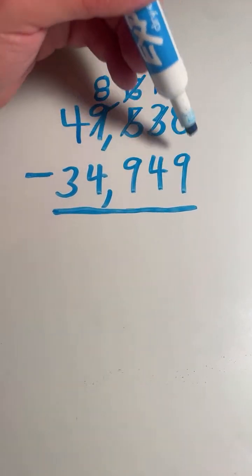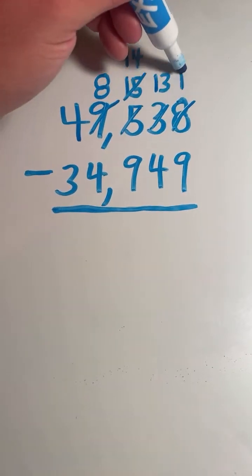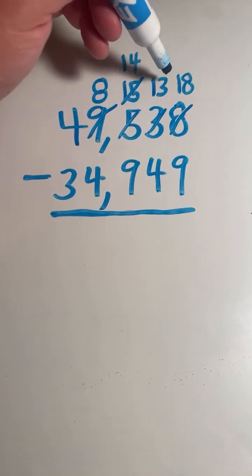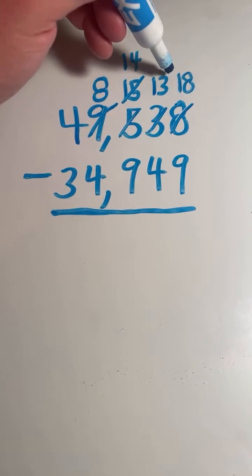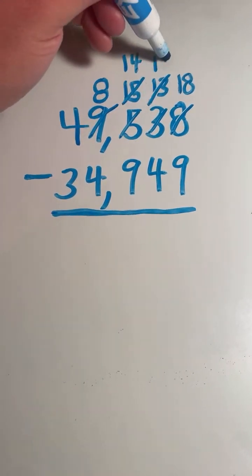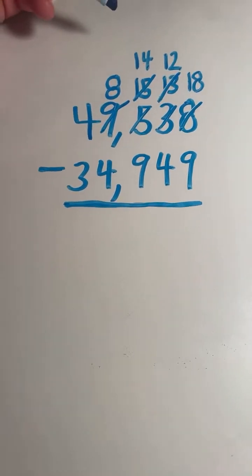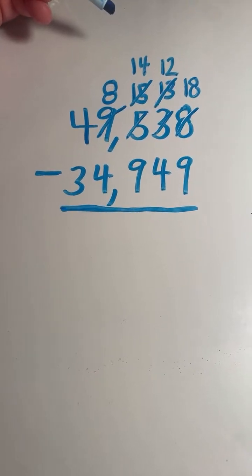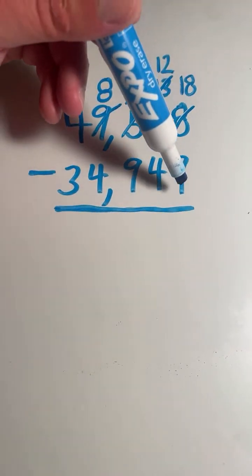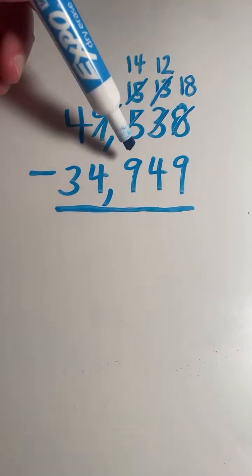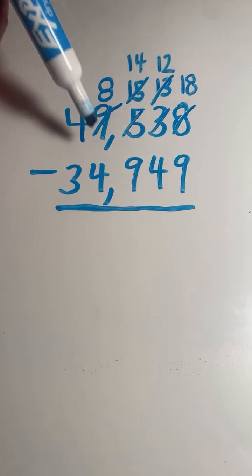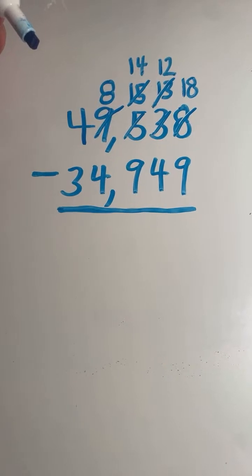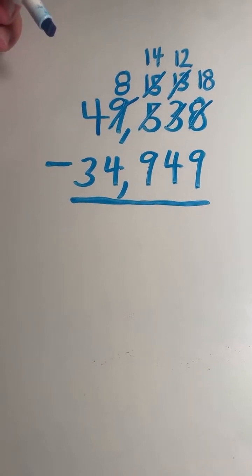You can't start with 8 and take away 9, so we have to take a 10 from the tens place, that 8 becomes an 18, and that 13 gets changed again to a 12. So 18 is greater than 9, 12 is greater than 4, 14 is greater than 9, 8 is greater than 4, 4 is greater than 3. All the top digits are bigger, and we are ready to subtract.